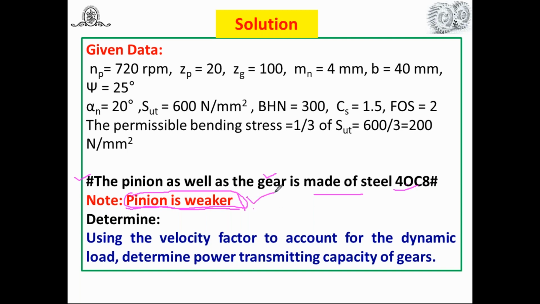Try to understand. Again, the criteria to account for the dynamic load is mentioned in problem statement: velocity factor. That criteria we have to use to determine the power transmitting capacity of the gear. Okay, I hope you are getting this. Let us see how to find out the power transmitting capacity. Okay, after this, it's very simple.